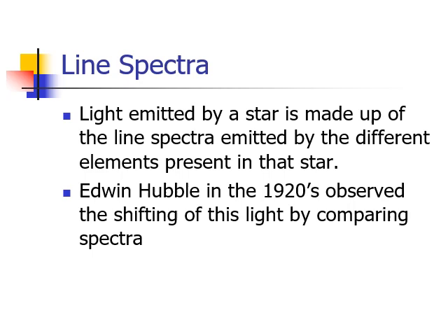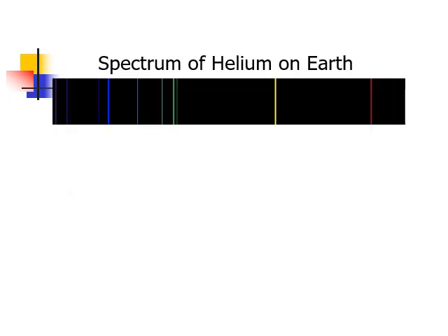The light emitted by any star is made up of line spectra based on the elements that are present in the star. In the 1920s, Edwin Hubble observed the shifting light and looked at particular line spectra. So it's possible to look at the emission spectra of an element such as helium here on Earth, and you can see the emission lines that are there.